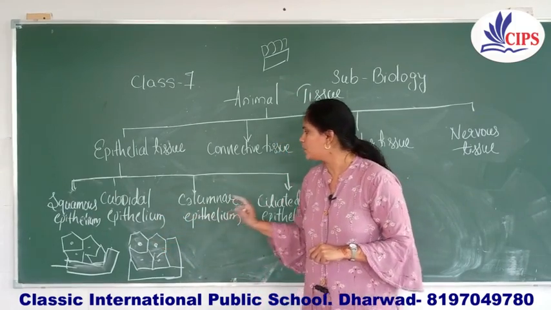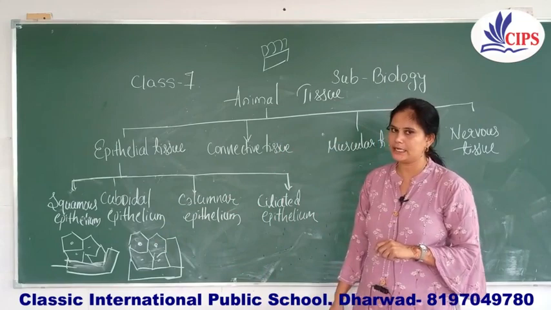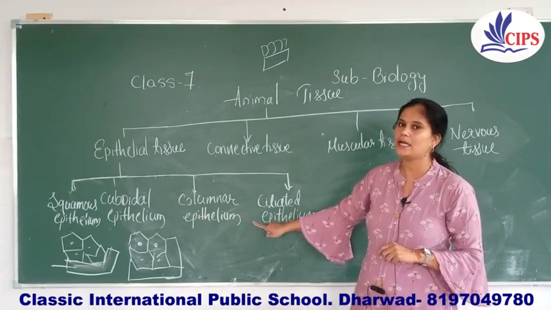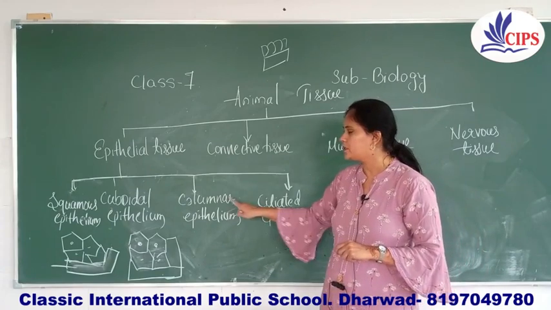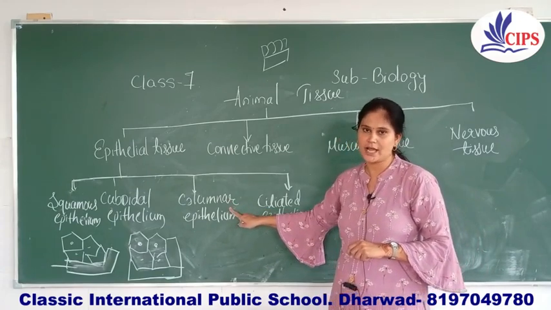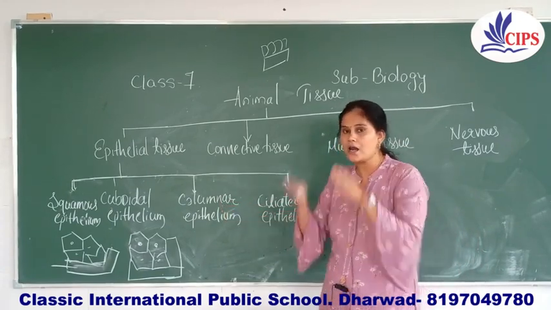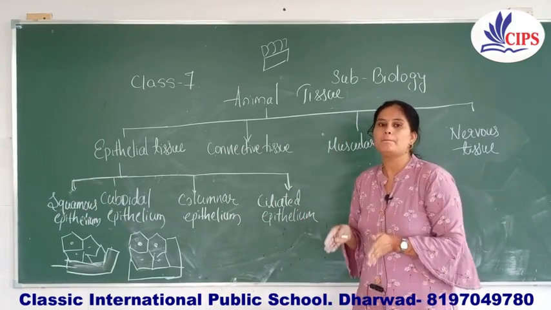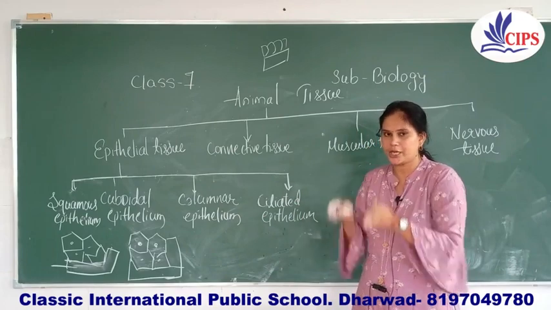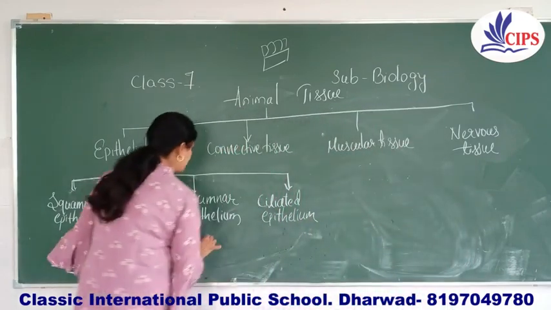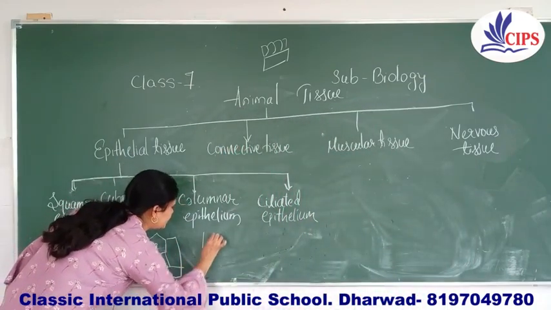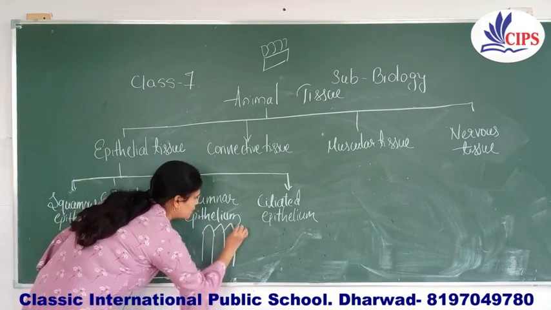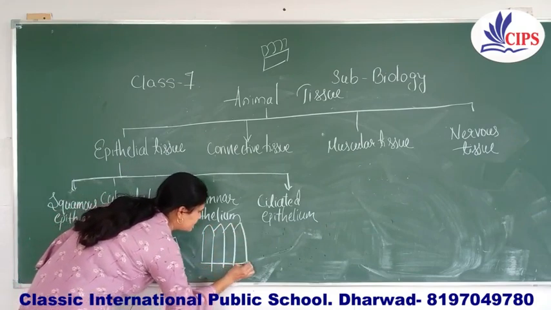Next, we will move to the columnar epithelium. The name itself suggests that the cells are column-like, or pillar shaped.